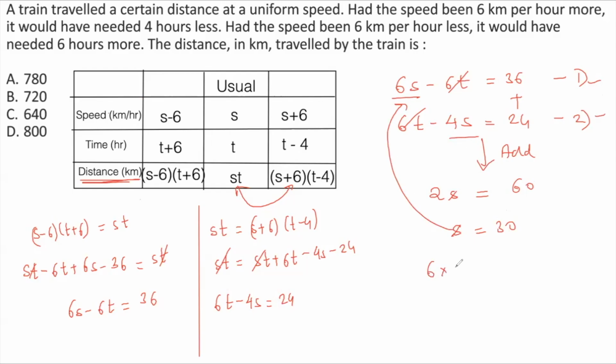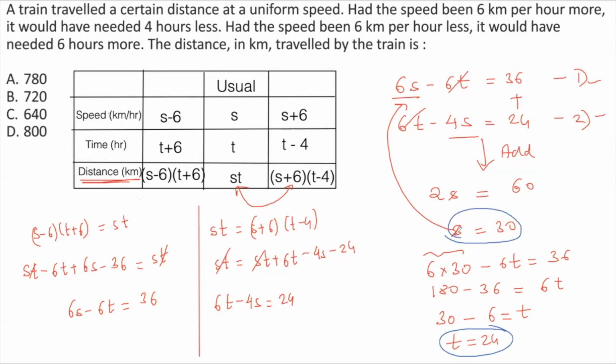So 6 into 30 minus 6 into t would be 36. So 6 into 30 is 180. Bring the 36 to the left hand side and 6t on the right hand side. I will have 180 minus 36 is 6t. Divide through by 6. I will again get 30 minus 6 is equal to t, or t is 30 minus 6, that is 24.